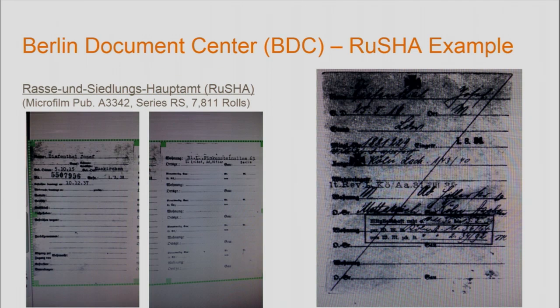One of the other frequently accessed series in the microfilmed records is the Russia series, which is the Rasse- und Siedlungshauptamt. Again, as I mentioned before, this was the enforcement of German purity agency as part of the SS. So this has the citizen's name, his birth date, his place of birth, an ID number as well, and some certifications and signatures and things like that.